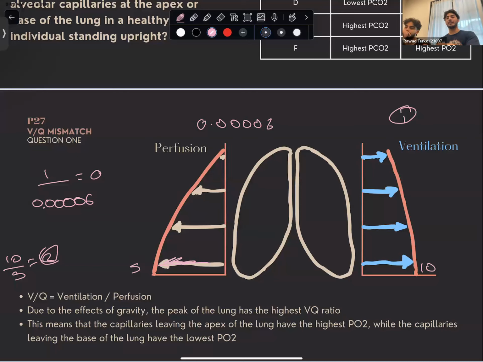So that's what's happening here. You have less perfusion in the apex, meaning the blood that is reaching that alveoli will be taking more of that oxygen than the ones that are coming in the base, because there's less perfusion and a lot more ventilation. Even though the ventilation is more at the base, the ratio is higher at the apex. Does that make sense?